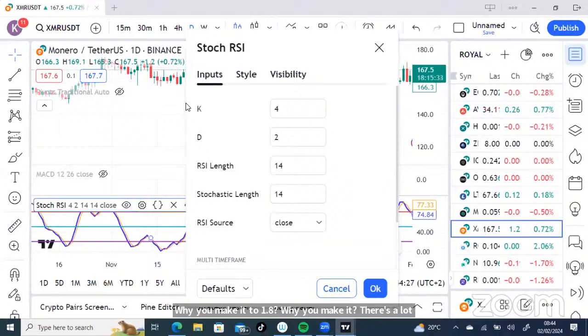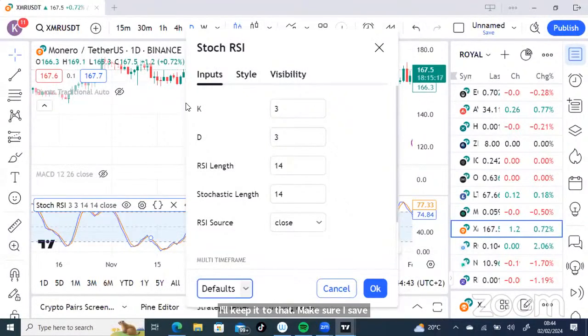I will not go into that because I understand that on such calls we have people who say, you need to explain to me why it is a 4, why it is a 2, why not an 8, why not a 10. Please, I'm not here for developing systems. I'll keep it to that. Make sure you save as default and press OK.